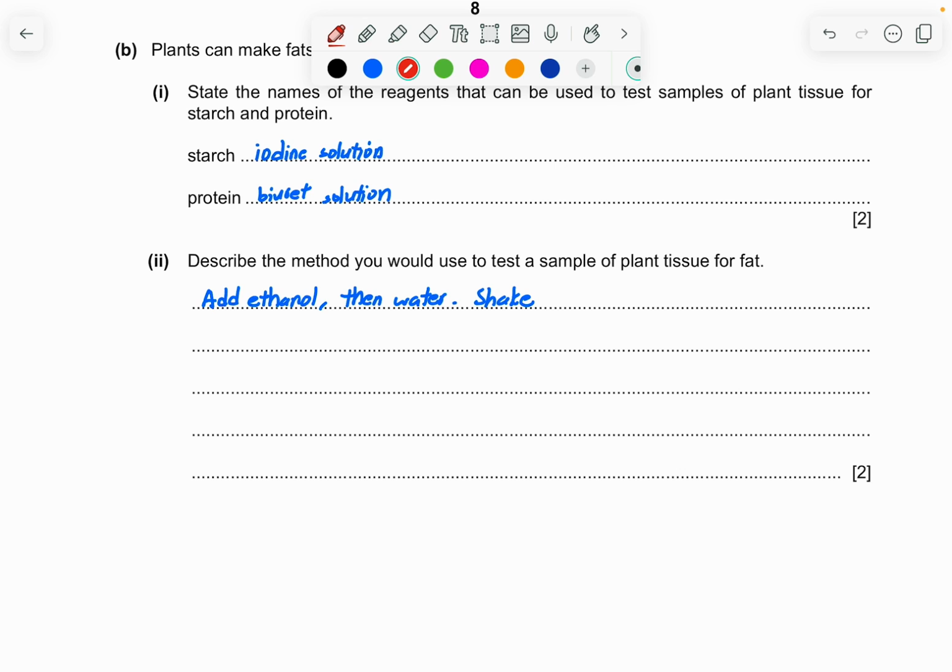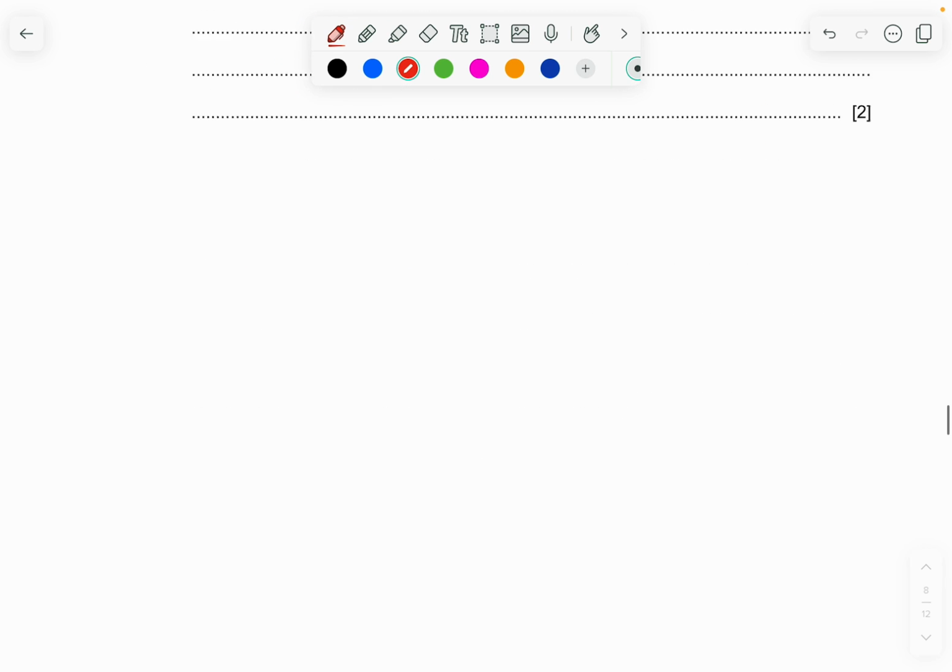This time, they've asked you to test a sample of plant tissue for fat. So fat, we test by the emulsion test. The emulsion test is something that you also have to memorize. The first thing is you have to add ethanol. You add ethanol, then you add water. When you have added ethanol and water together, once everything is inside, then you shake. As a result, it will show an emulsion in the test tube. So this is how you test a sample for fat.